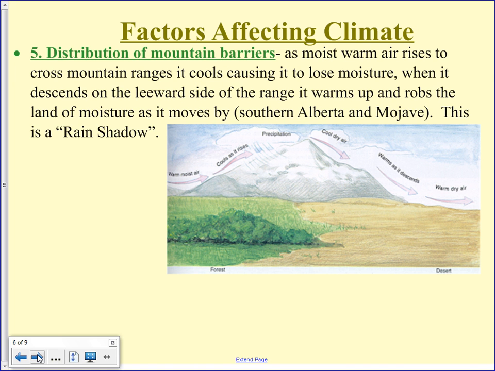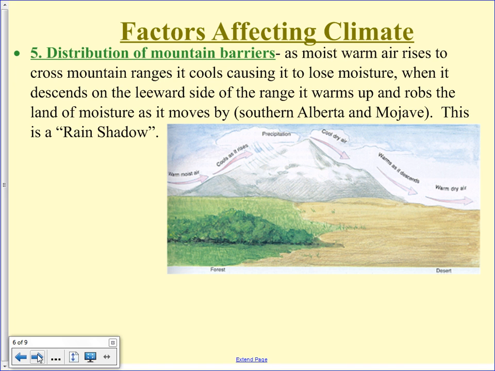Distribution of mountain barriers. Mountain barriers have huge effects on climate because of the effect they have on moisture and the winds that they can cause. So for us, this is one of the biggest factors that affects our climate. We are very close to the Rockies here, and we are in what's called their rain shadow. Now, the rain shadow of the Rockies isn't too bad. There are bigger rain shadows in the world than this one.